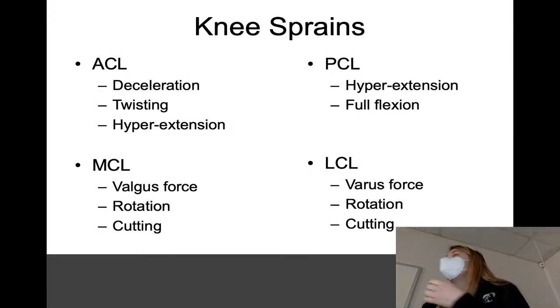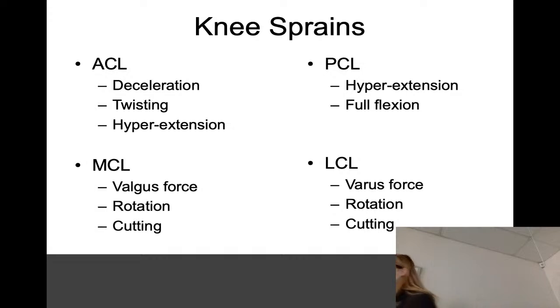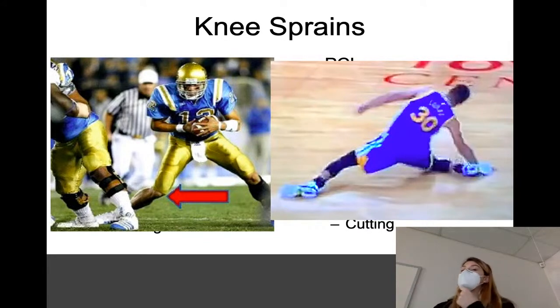So MCL is a valgus force, meaning you would get hit from the outside and your knee would go uncontrolled in. Also in rotation and cutting, you will often tear your ACL and your MCL together. So we can see in these pictures, this is a good valgus force when he is cutting on his own. So he is kind of going this direction. This often happens when, if you're in a sport that involves like tackling, you may be running. Someone may tackle you from the outside. Or in this case, I think this is Steph Curry, his shoe got caught on the floor and he couldn't control it, so he went too far in and tore his MCL.